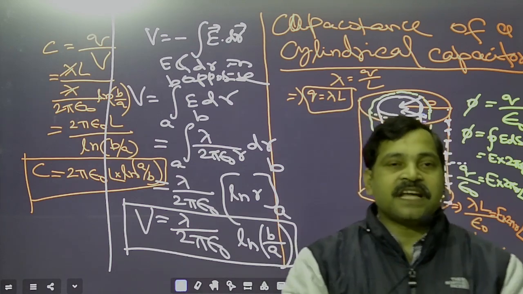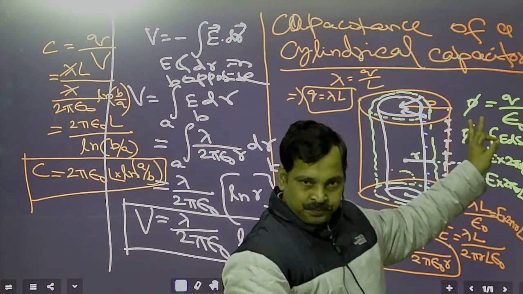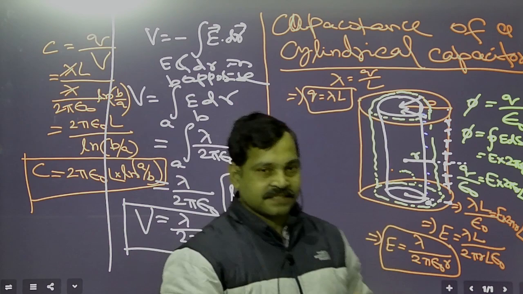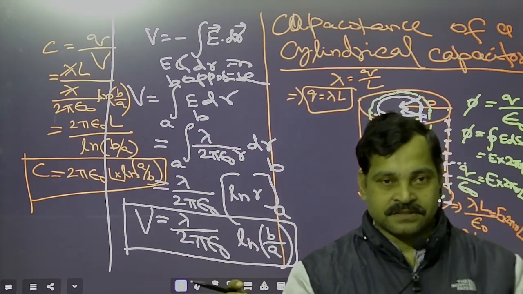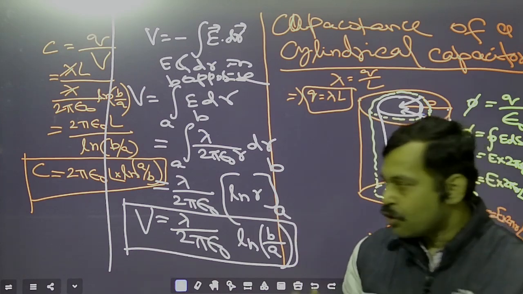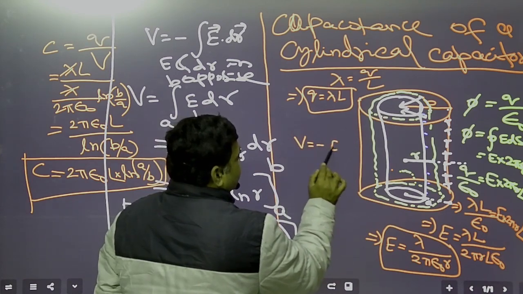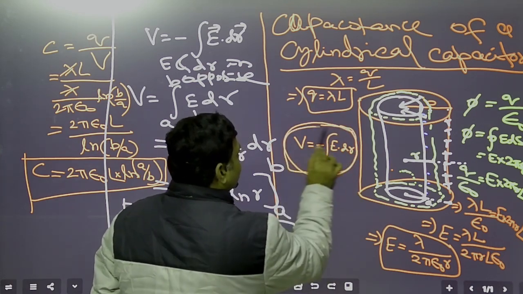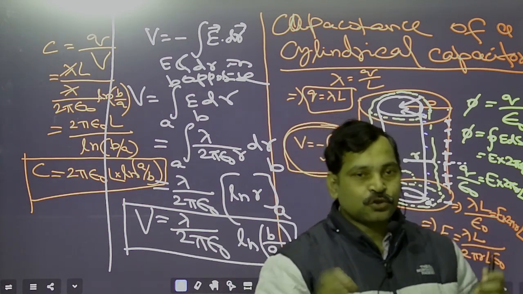I think in this derivation we are only using the simple concept of Gauss theorem, and the fact that the charge distribution for a cylindrical surface is linear charge density. And one relation we are using is the relationship between electric field and potential difference: electric field is the negative potential gradient, E is equal to minus dV upon dr, or the potential is the negative line integral of electric field intensity. So these three concepts we are using to find the capacitance of a cylindrical capacitor. I think it is clear to you. Thank you.